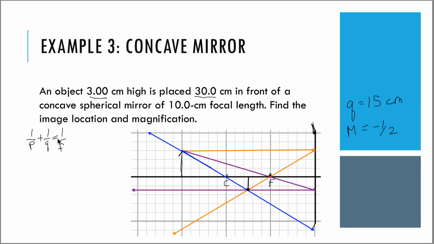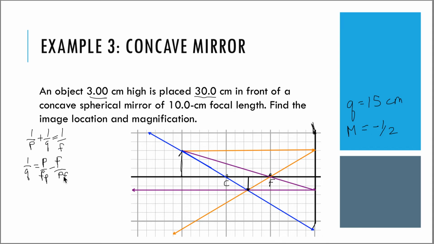So what I do is I want to isolate the 1 over q, so I'm going to subtract 1 over p from both sides. And then in order to subtract these two fractions, I want to have a common denominator. That common denominator is fp. What that means is that I must multiply this fraction by p. So multiply the bottom and the top by p. 1 times p is just p. And then this fraction, I want pf to be the denominator, so I multiply the top and bottom by f.